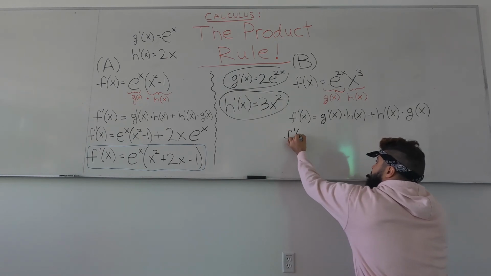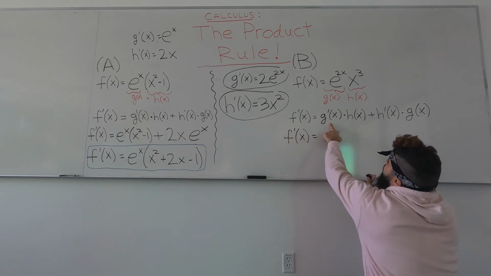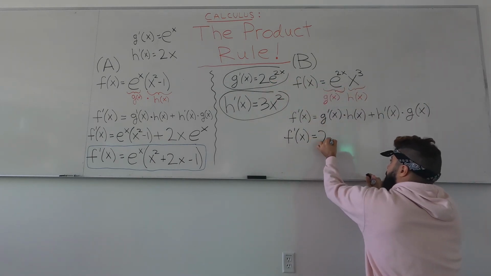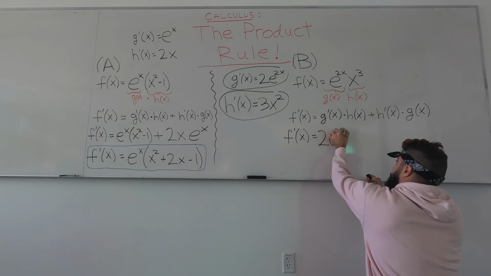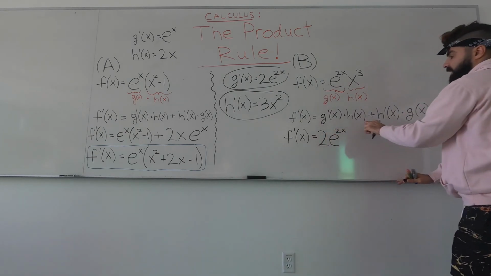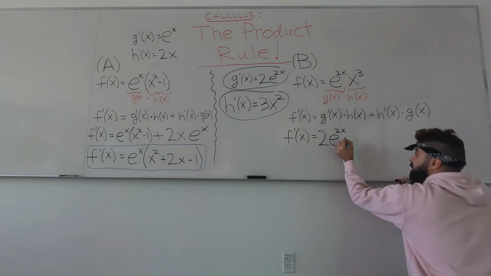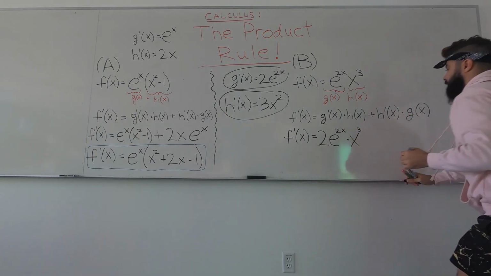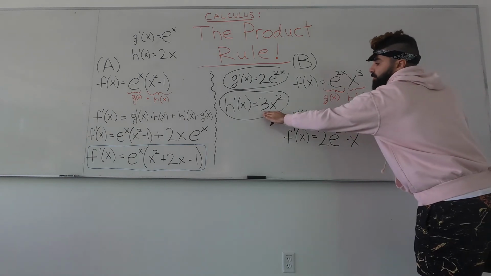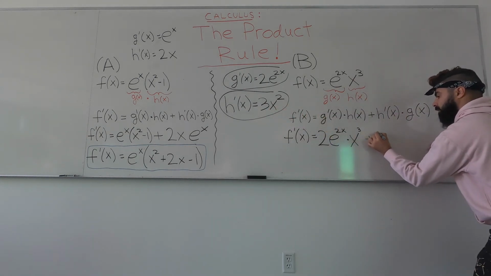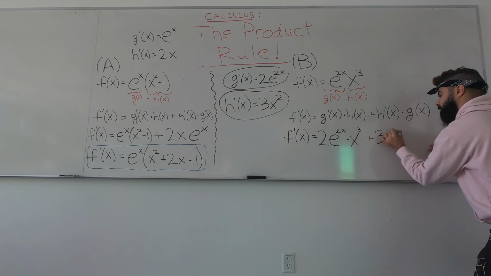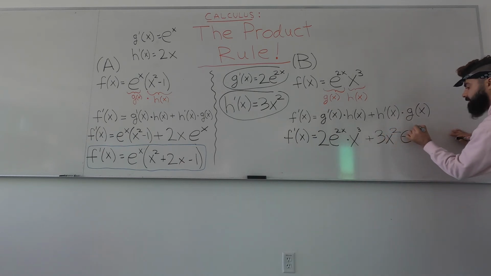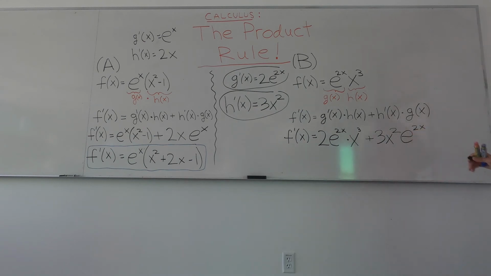F prime of x is equal, so what did we say g prime was? 2e to the 2x. What did we say regular h was? X cubed. What did we say h prime is? 3x squared. And regular g is e to the 2x.